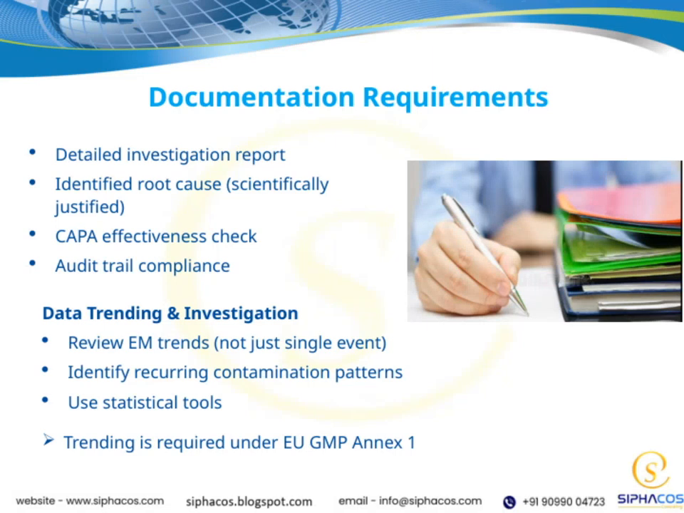First, it's important to review trends over time, not just focusing on single events. By looking at the bigger picture, we can identify patterns that might indicate underlying issues. This helps us spot recurring contamination patterns, which are often missed when only examining isolated incidents. To do this effectively, we should utilize statistical tools. These are essential for analyzing complex data and uncovering subtle trends. Trending is actually a requirement under EU GMP Annex 1, so it's not just good practice but a regulatory obligation.